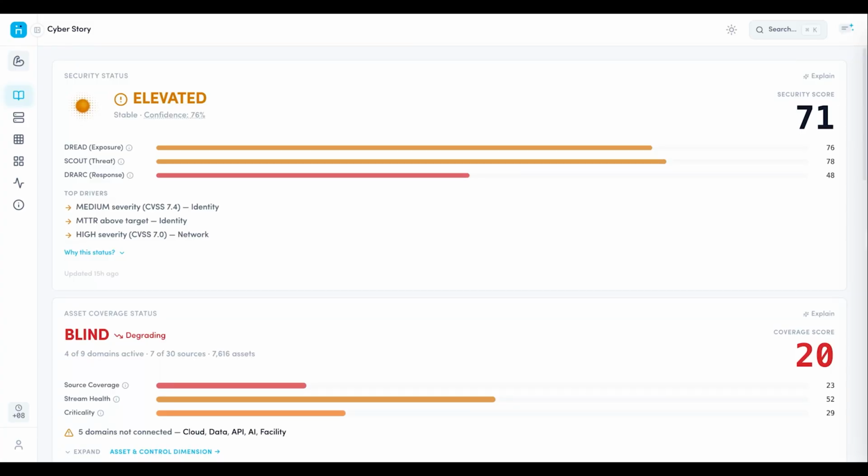Security team gets asked the same question, usually at the worst possible moment. Are we secure right now? It sounds simple. It isn't, because secure depends on three different things that most dashboards lump into one number: what you're exposed to, what's actively threatening you, and how well your team is responding to it.